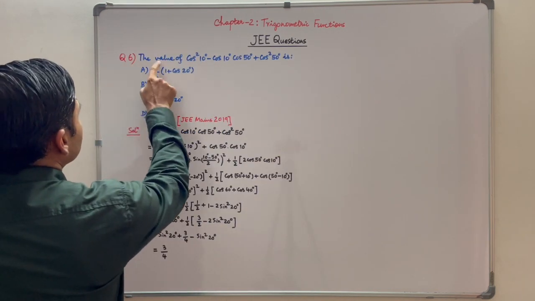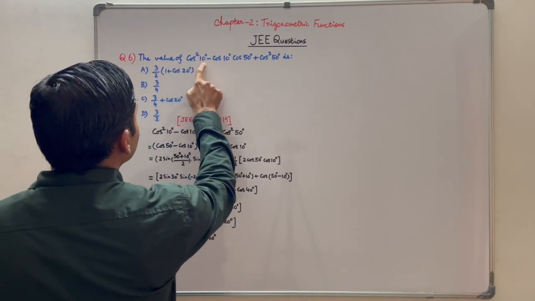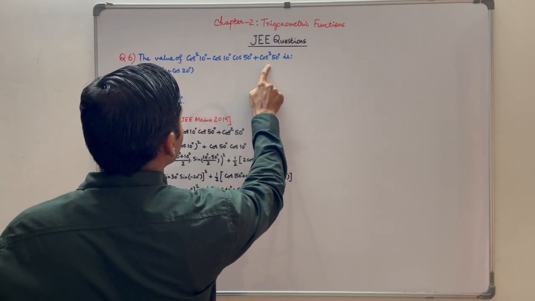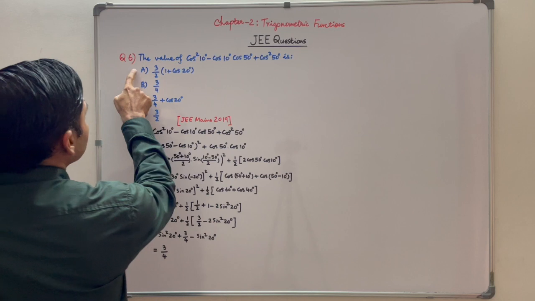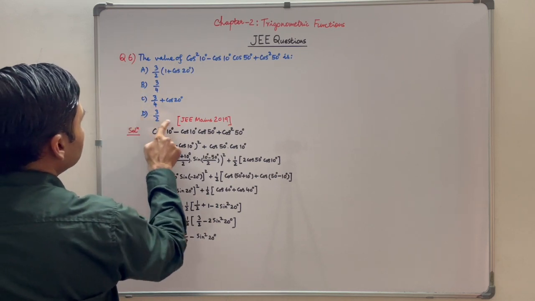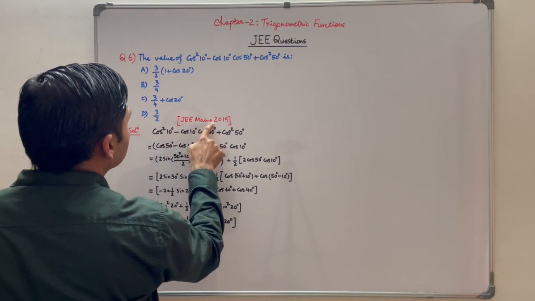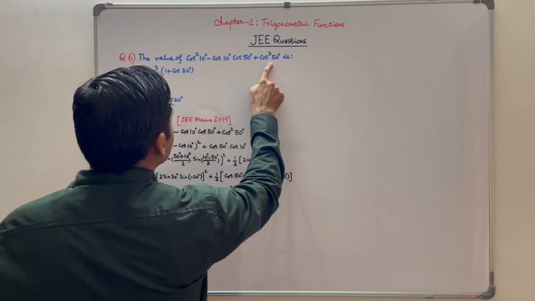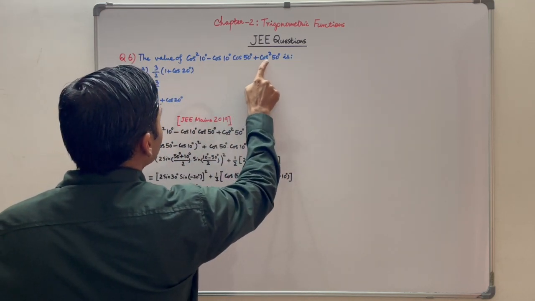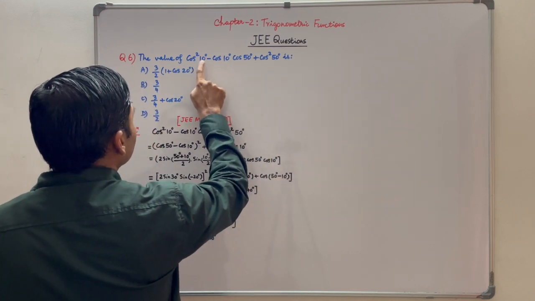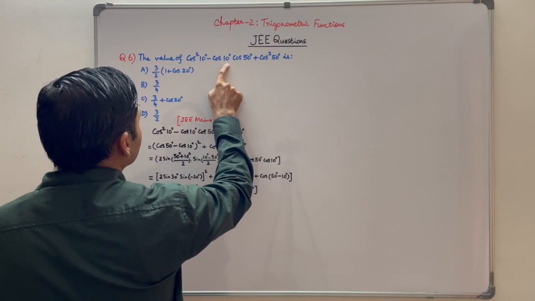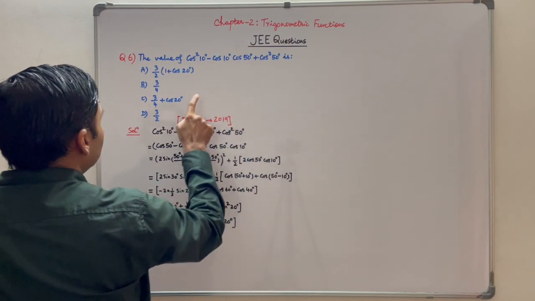Sixth question: the value of cos square 10 degree minus cos 10 degree cos 50 degree plus cos square 50 degree is. These are the options given. This question appeared in JEE Mains 2019. By looking at the expression, we can guess that it can be written in the form a square plus b square minus 2ab, and that is (a minus b) whole square. So let us do that.